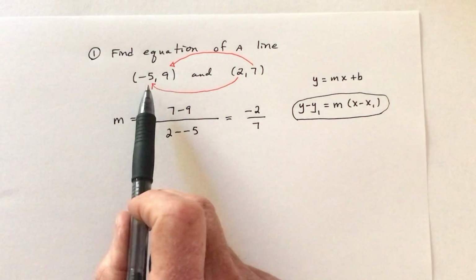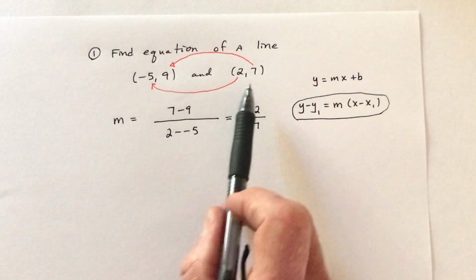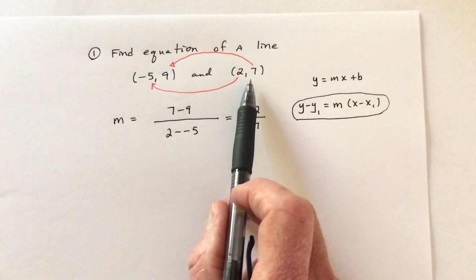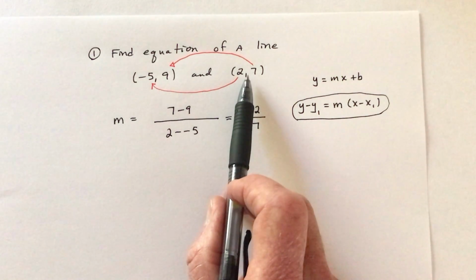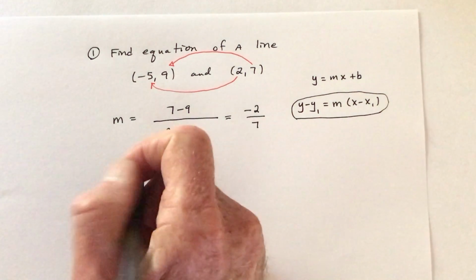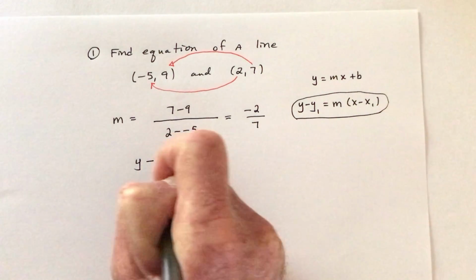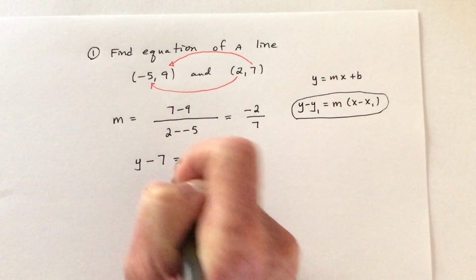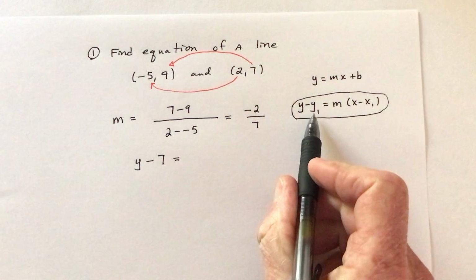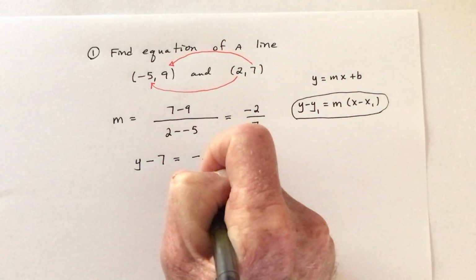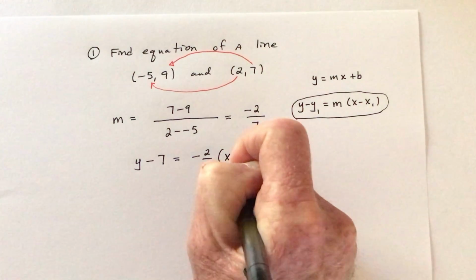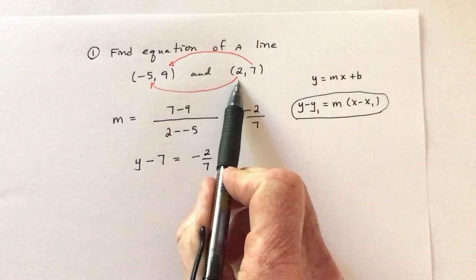Now it literally says x1 and y1, but if you use x2 and y2, you'll get the same answer. And because I don't want to make a mistake with this negative sign, I'm going to use this. So it's going to go y minus the y value of 7, so this part's done, equals the slope times x minus the x value of 2.